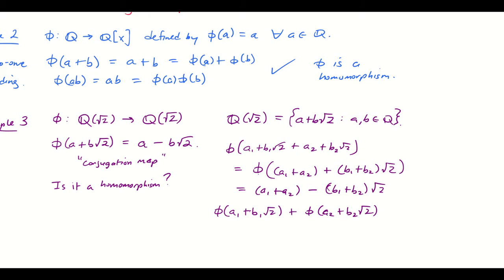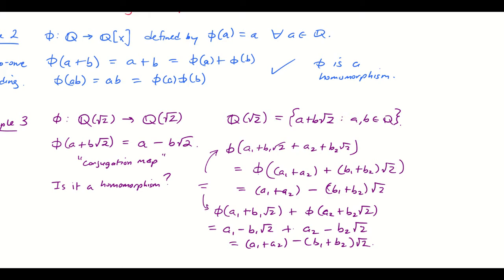Will that be the same thing? Well, this gives me a1 minus b1 root 2. This gives me a2 minus b2 root 2. And if I combine these, I get a1 plus a2 minus... and it looks like I do get the same thing. Yay. Okay, so these two check out as being equivalent.